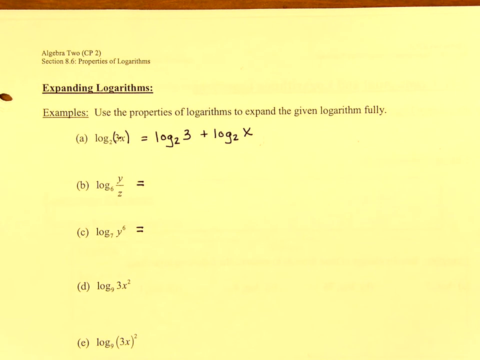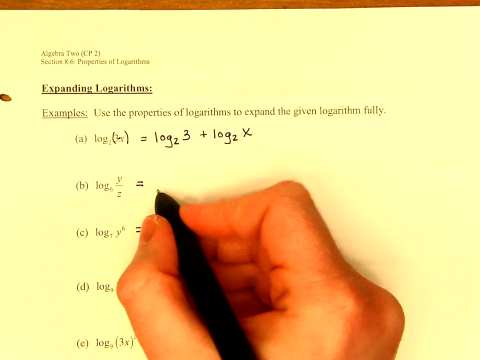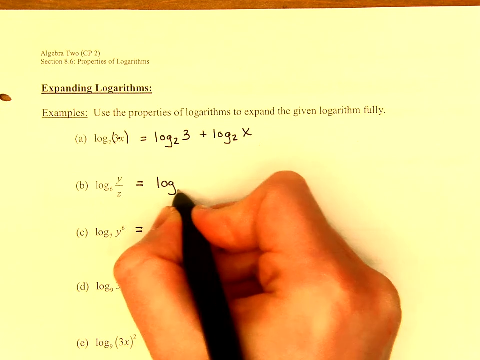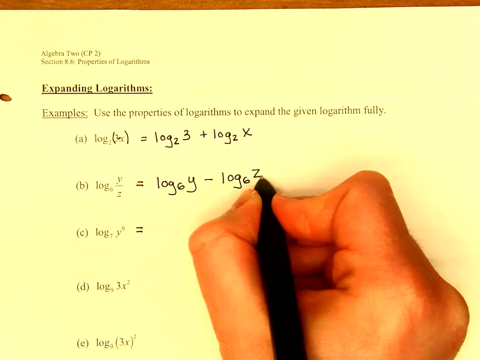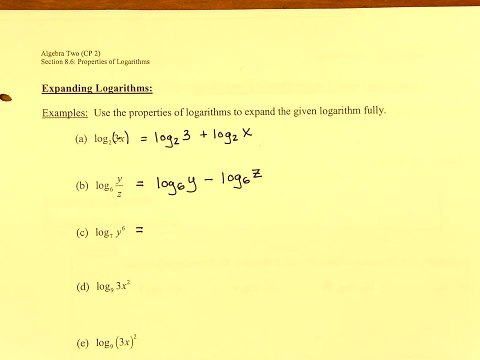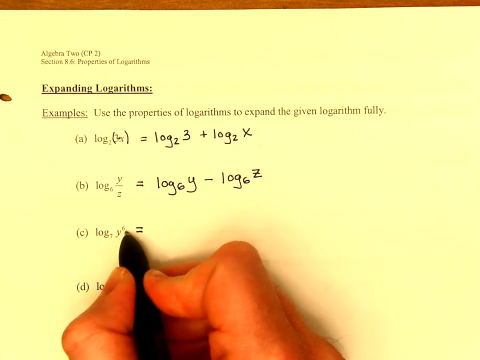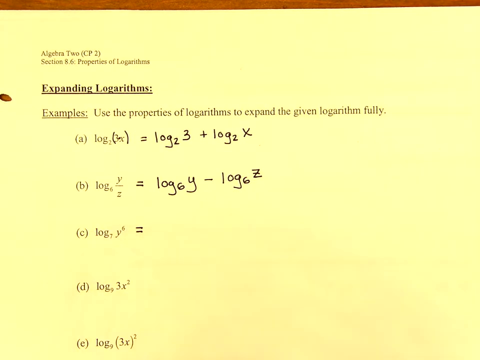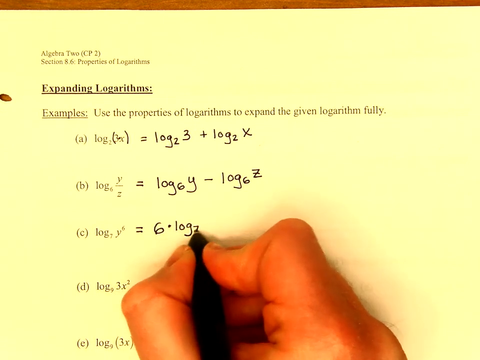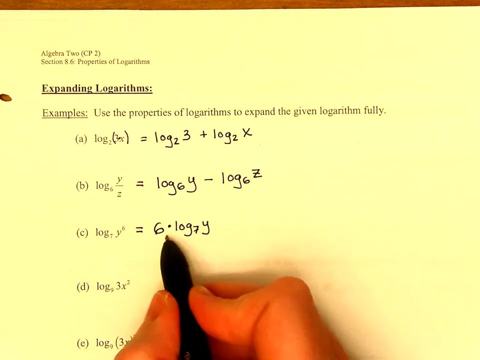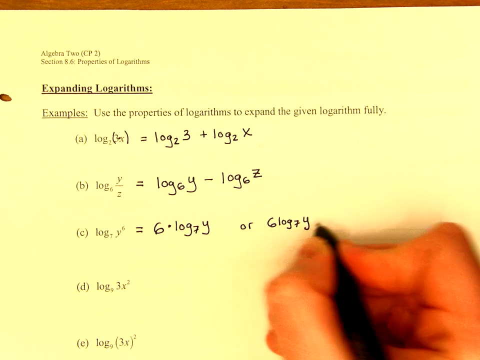Letter B, I have a division problem. Well, a division problem inside of a log comes from subtracting 2 logarithms. So I can say this is log base 6 of y minus log base 6 of z. Letter C, if you have a power inside your logarithm, that power came from having some number multiplied by your logarithm out front. I can expand this into 6 times log base 7 of y. There's no need to write the dot over there. You could just say this is 6 log base 7 of y. Either of those is fine.